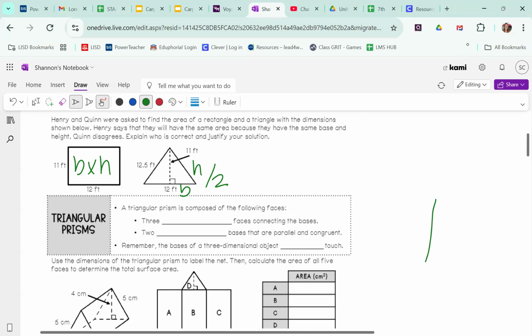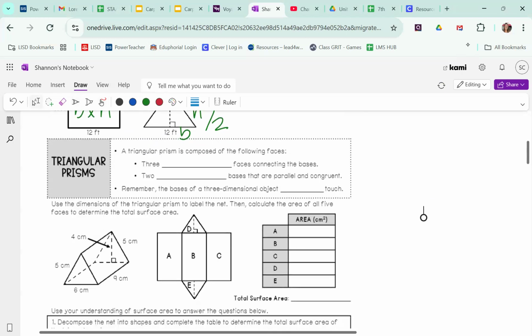Okay, so a triangular prism is composed of the following faces. All right, so there's going to be 3 rectangular and then 2 triangular.